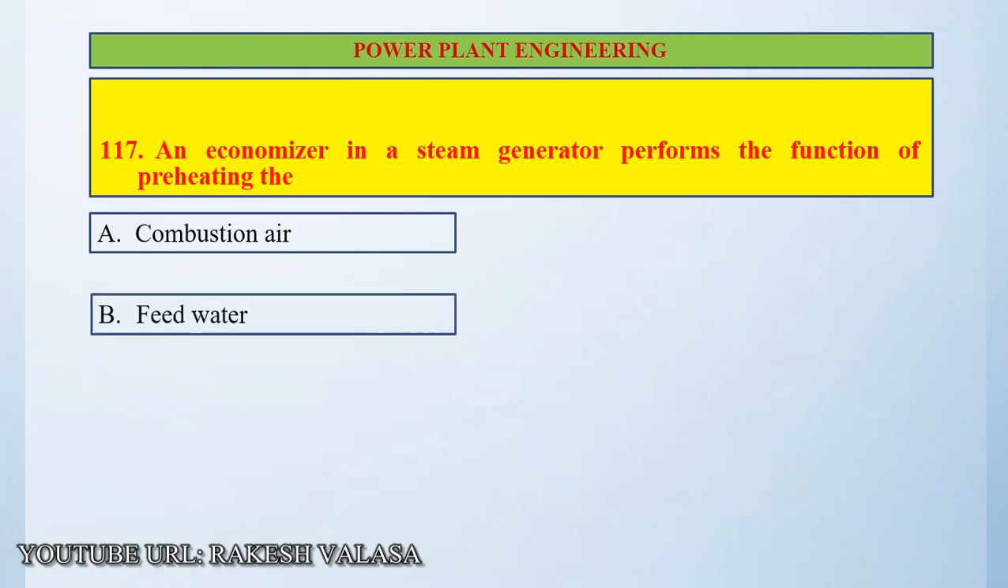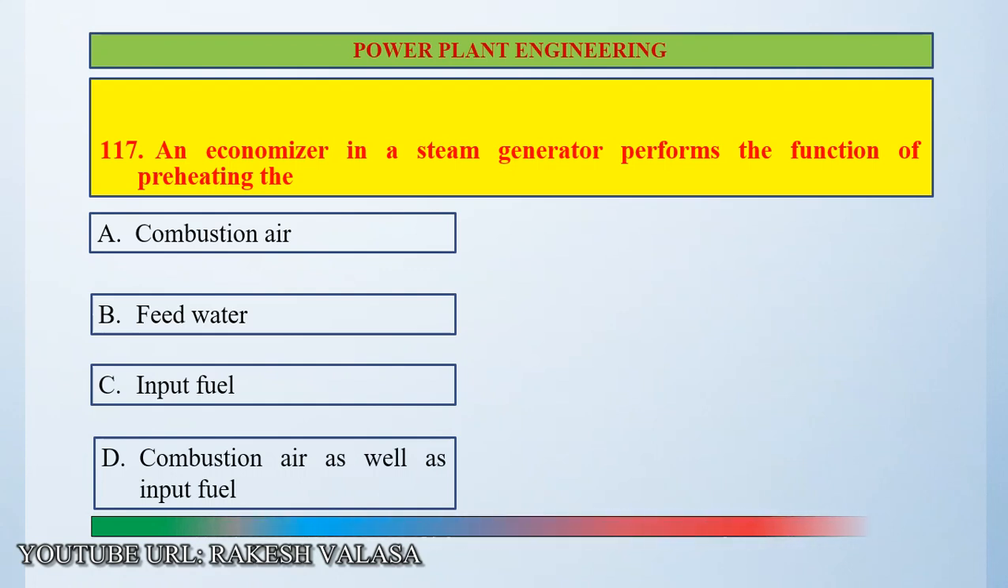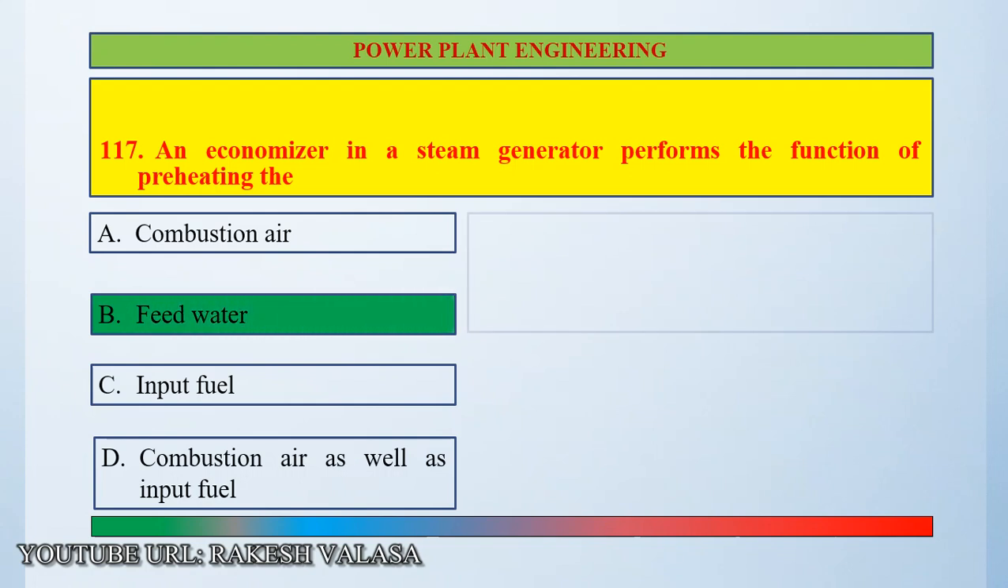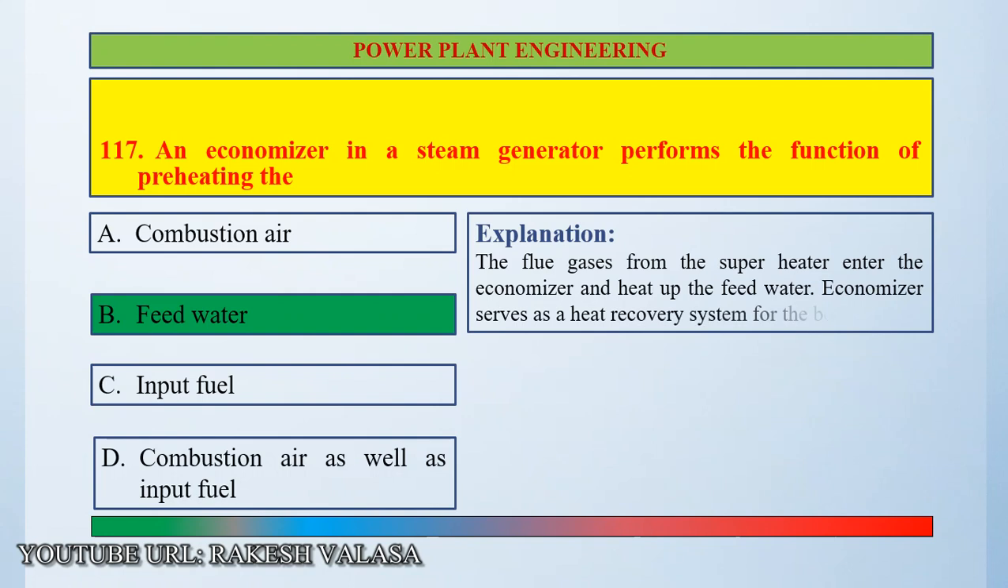Question number 117. An economizer in a steam generator performs the function of preheating the: option A combustion air, option B feed water, option C input fuel, option D combustion air as well as input fuel. The correct answer is feed water. Let us see the explanation. The flue gases from the superheater enter the economizer and heat up the feed water. Economizer serves as a heat recovery system for the boiler.